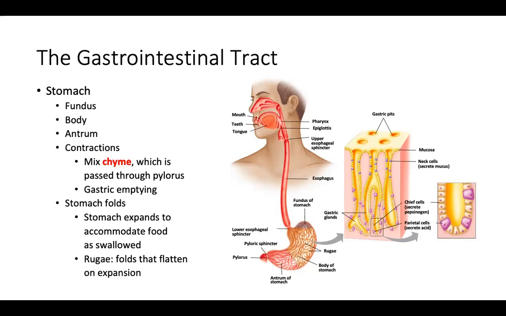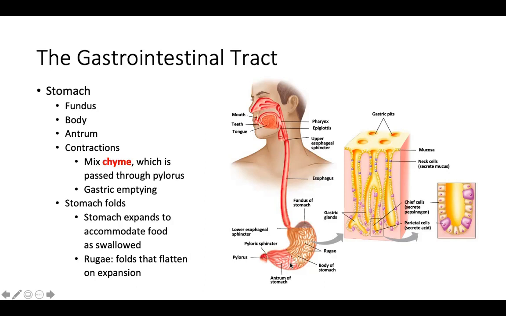The stomach has a couple different parts, which you would have talked about in lab also. It's got the top part here, the fundus. It's got the body, which is the main bulk of it, this J-shaped curved region. It's got the antrum, which is this other part down here.